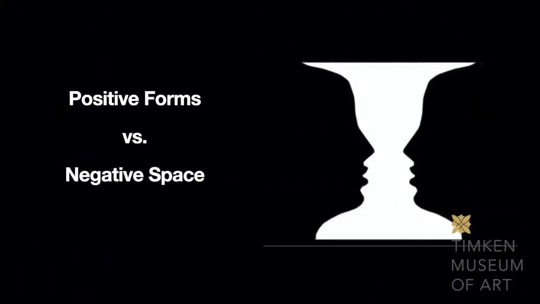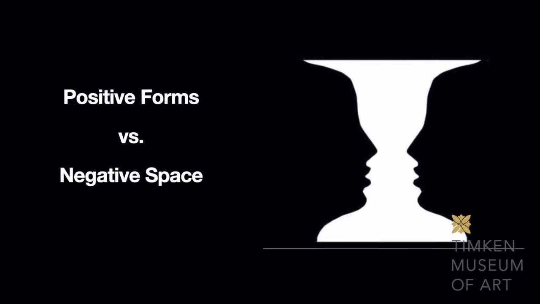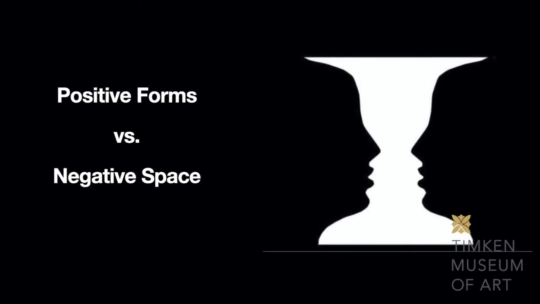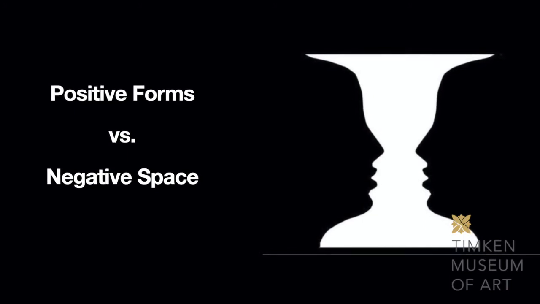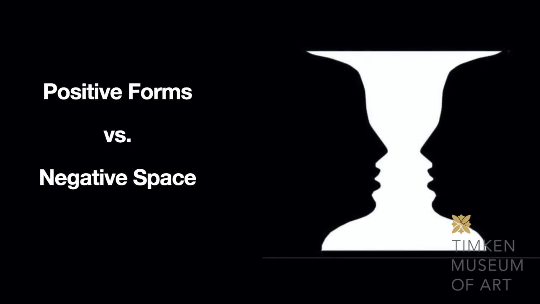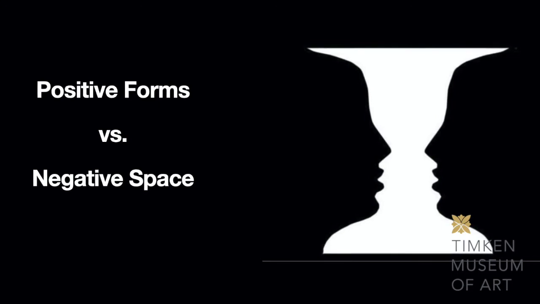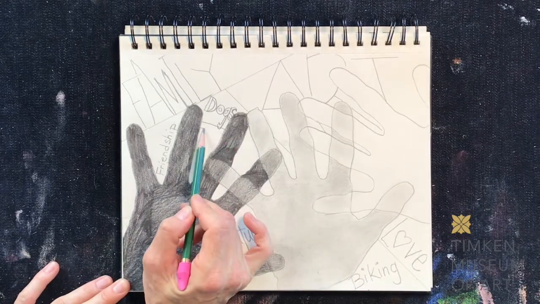Now this next slide is a little tricky because depending on whether or not you focus on the white as the positive form and the black as the negative space, or the black as the positive form and the white as the negative space, you will see two different images. So as you can probably see by now, if you focus on the black as the positive form, you're going to see faces. If you focus on the white as the positive form, you're going to see a vase or an urn.